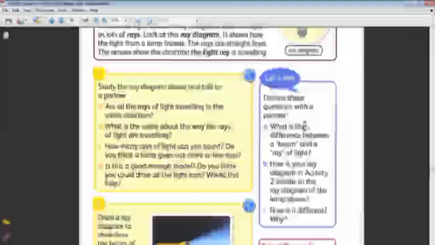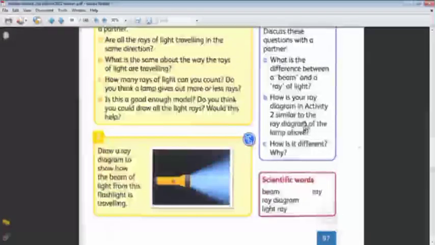Okay. Activity 2: draw a ray diagram to show how the beam of light from this flashlight is traveling. Can you draw it on the screen from this flashlight?